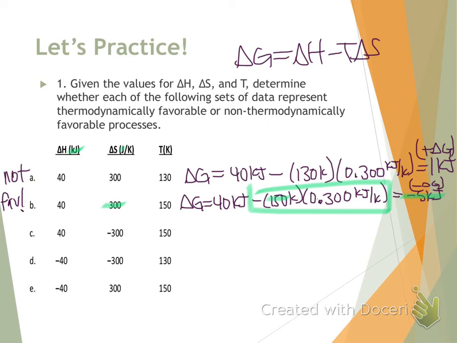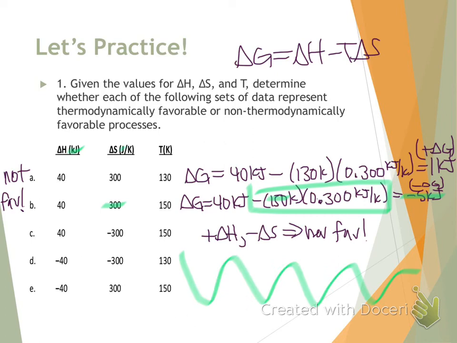If we look at C, we have a positive delta H, that's not favorable to nature. A negative delta S, that's not favorable to nature either. Neither of these are favorable to nature. This reaction can never be spontaneous. Go ahead and take a moment and look at D and E to determine if these reactions are favorable or not, and resume the video when you're ready to check.